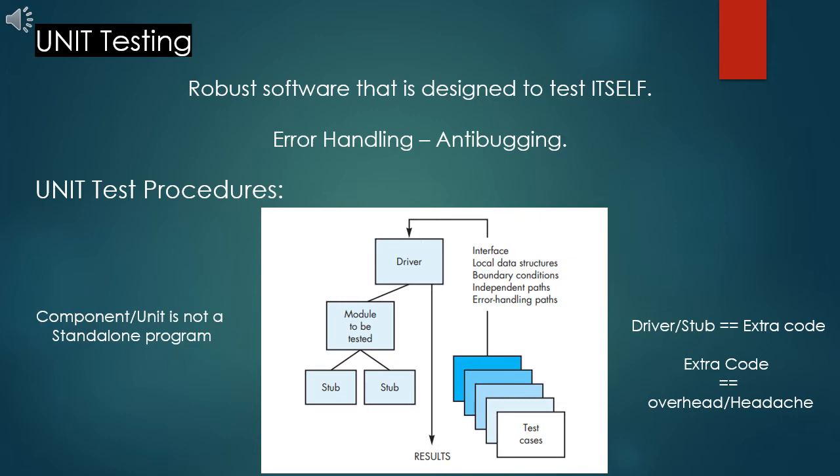What does it essentially mean? A software unit is not a standalone program, which means that you can't execute it as it is. So you need some additional piece of code, like the driver or stub program, to run a software unit so that you can test it. Let's see what the driver program and the stub program are.